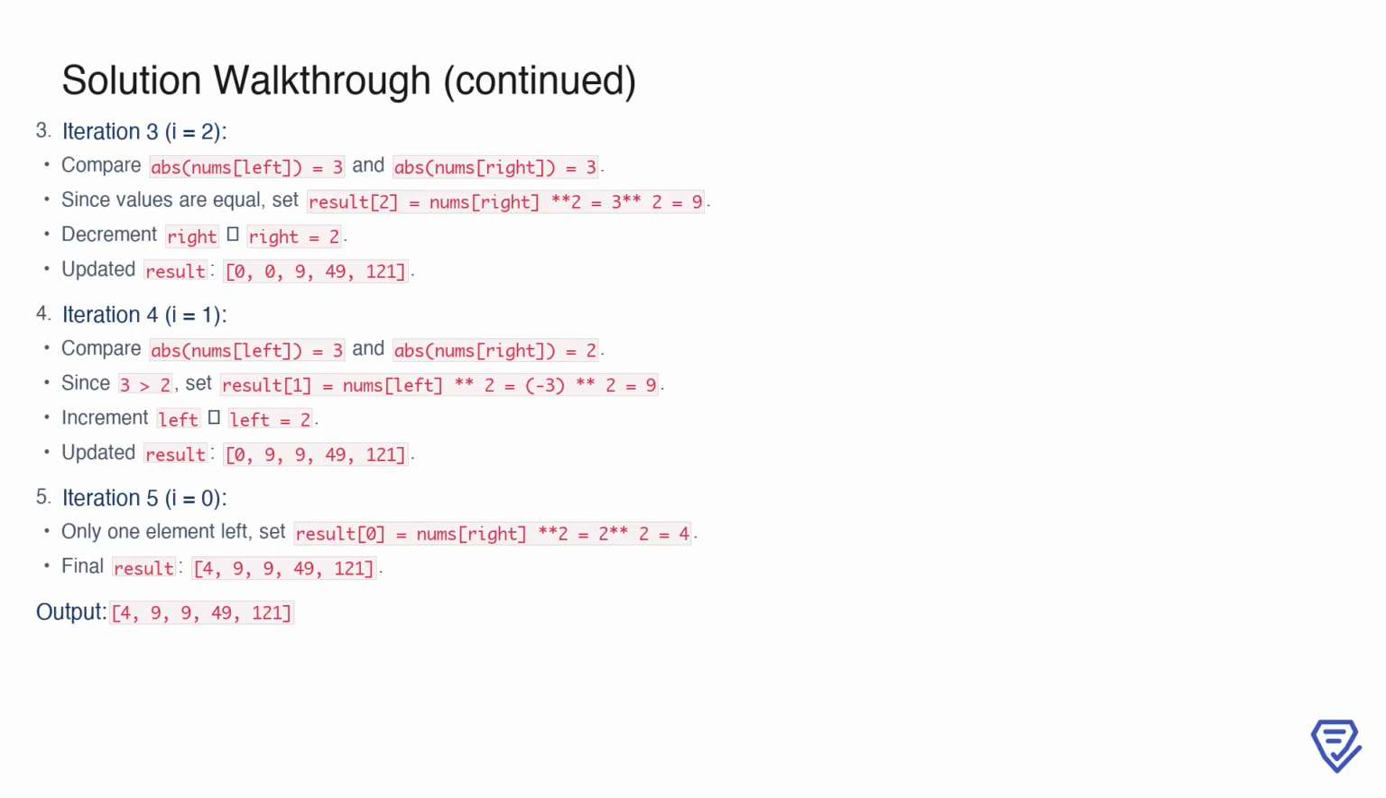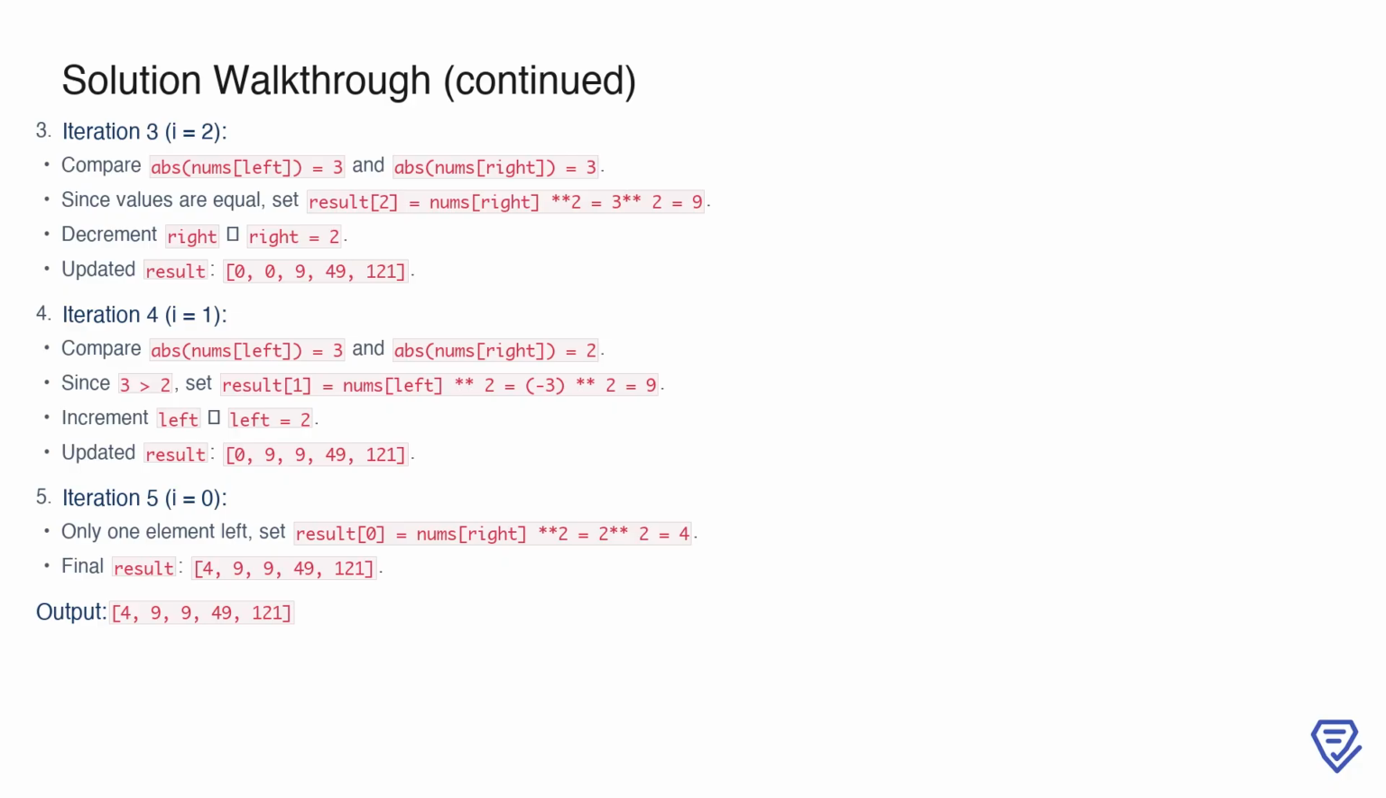In the third iteration, the absolute values at the left and right pointers are both 3. When the values are equal, we can choose either side to square, so we square nums[right] to get 9 and place it in the result array. Afterward, we decrement the right pointer, and the result array updates to 0, 0, 9, 49, 121.